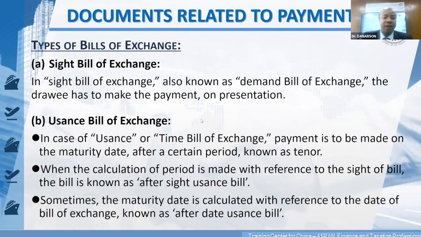There's the sight bill of exchange, also known as the demand bill of exchange. The drawee has to make the payment on presentation, when it is brought, at the time it is signed or whatever. But there's also the usance bill of exchange. The payment is to be made on the maturity date. As I told you before, it doesn't have to be paid today, but at a later time.